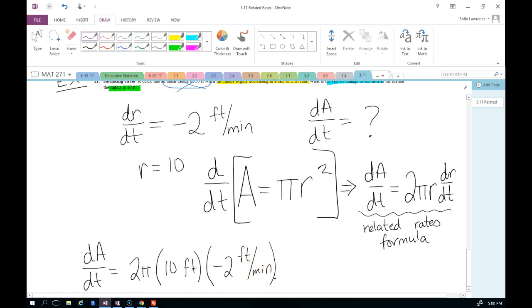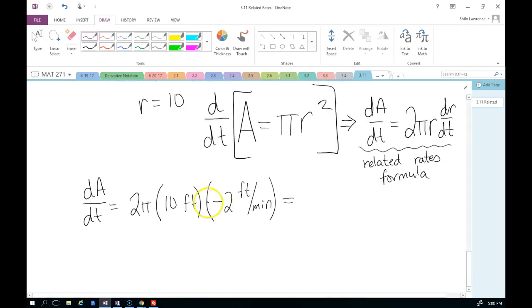And if we multiply this all out, we can keep it as an exact number with a pi in there, or we can type it in our calculator and get an approximate. This is going to be -40 pi square feet per minute. Or if we go ahead and multiply that pi in, it's going to be about -125.7 square feet per minute.